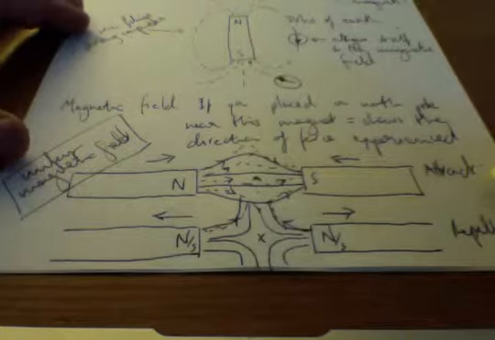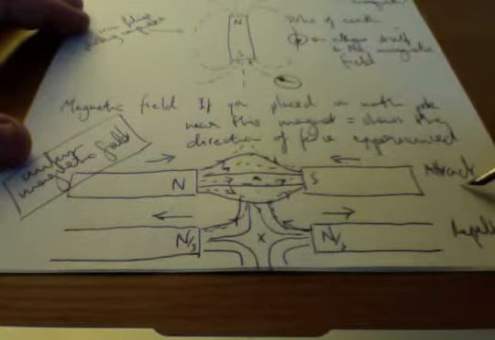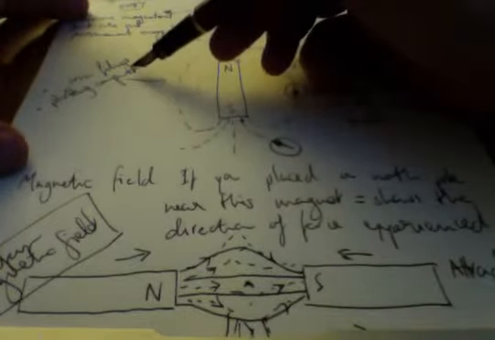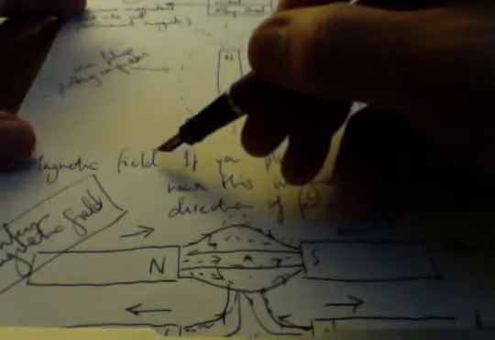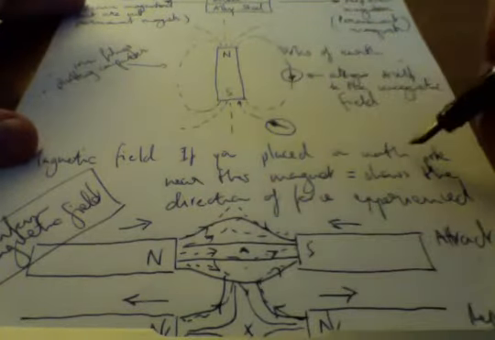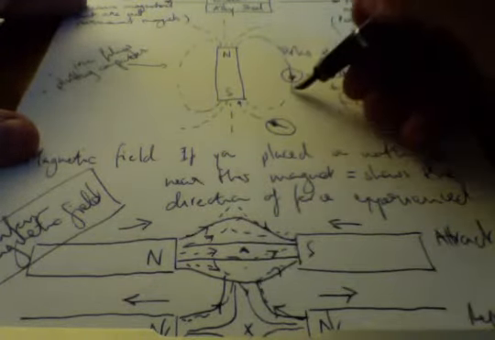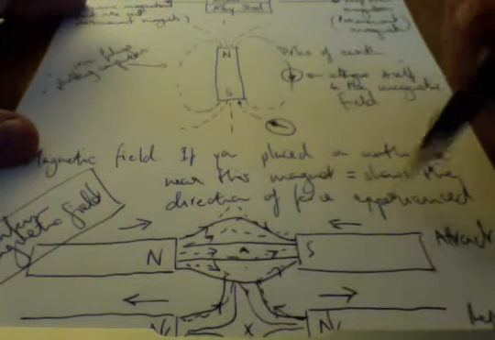Okay, so like charges repel, opposite charges attract. They can be identified by using iron filings or plotting compasses. Plotting compasses show where the magnetic field is, which is, in effect, if you placed a north pole in this vicinity, where the north pole would experience a force.